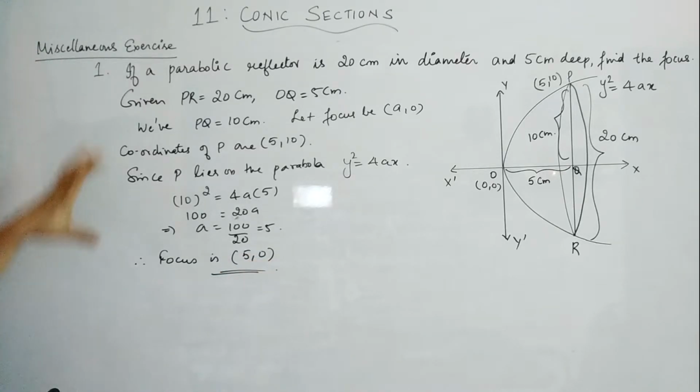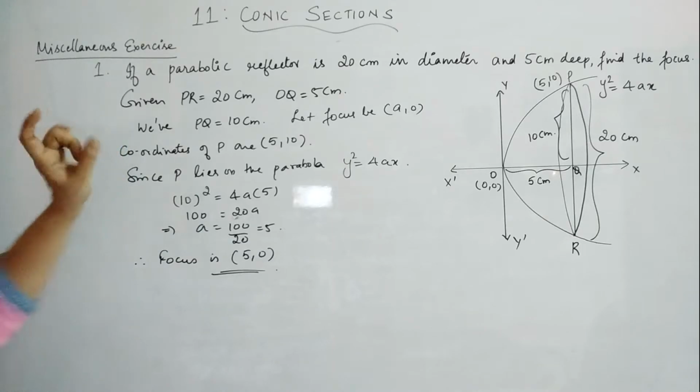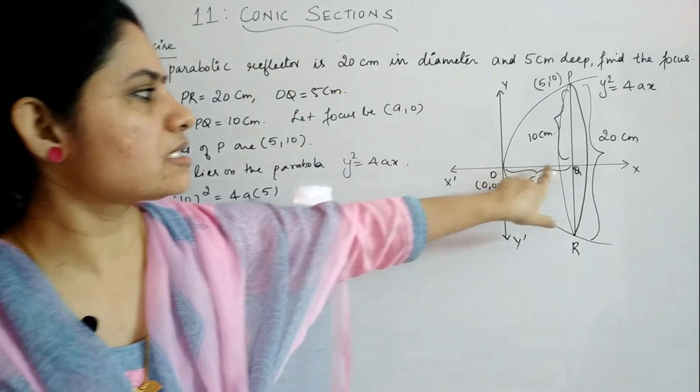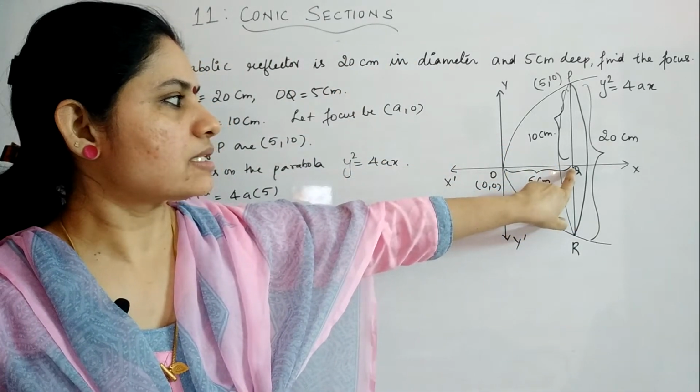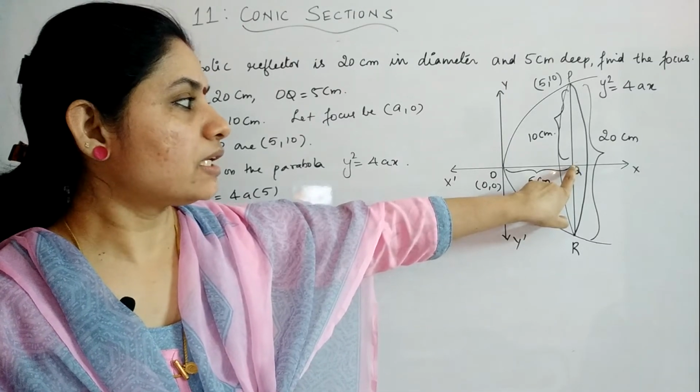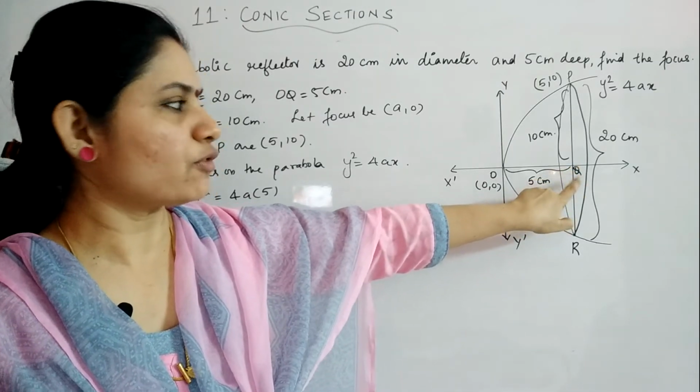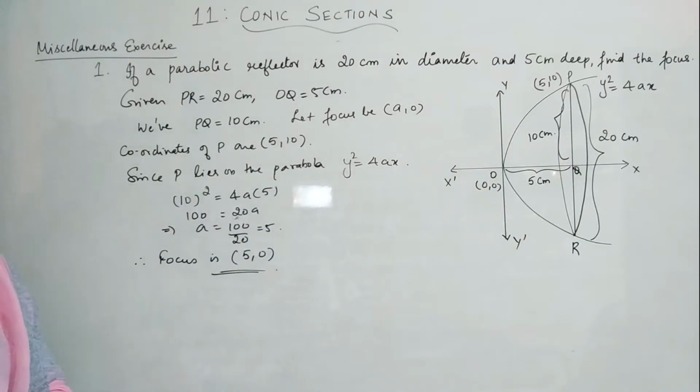Now when we see the figure, it is clear that this distance is 5 and this point will give you the focus. So actually it is 5, 0 directly if it is a 1 mark question.